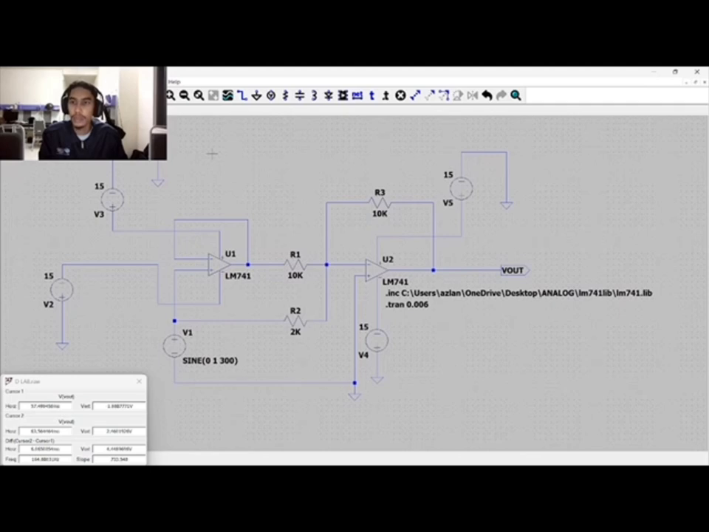So now we move to the next, E, the summing amplifier. For the summing amplifier we use three resistors, including R1 10 kilo ohm, R2 is 2 kilo ohm, R3 is 10 kilo ohm. For the summing amplifier circuit, we use two OP-AMP LM741 components. So the pass is sine 0, 1 and 300. So this is the complete schematic for E, the summing amplifier.